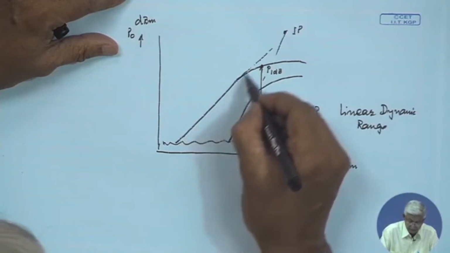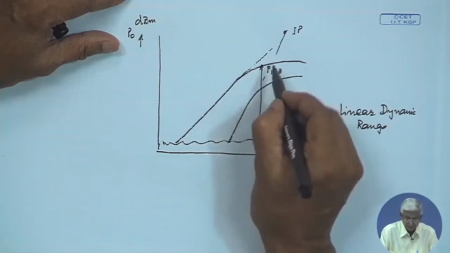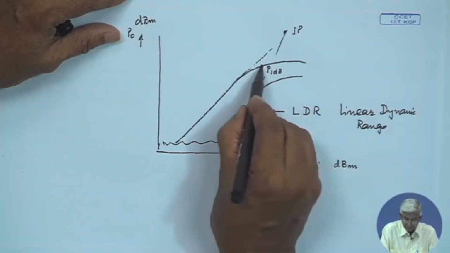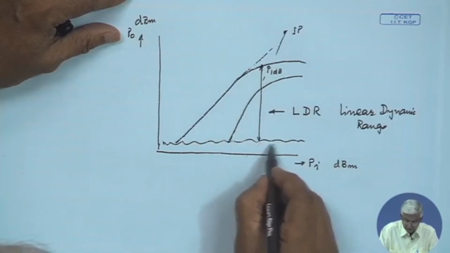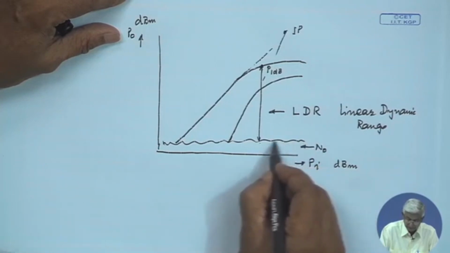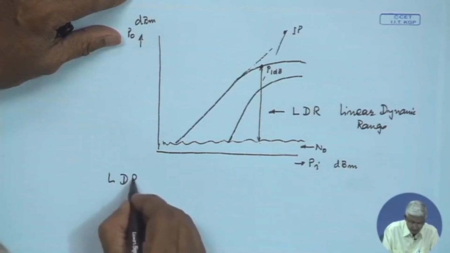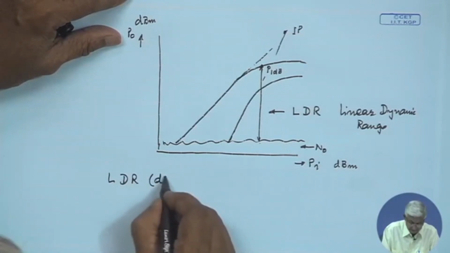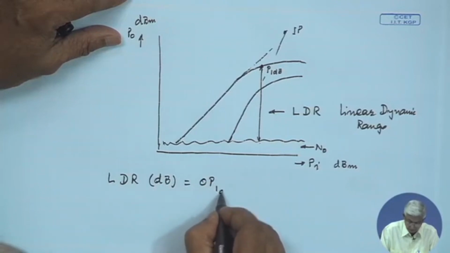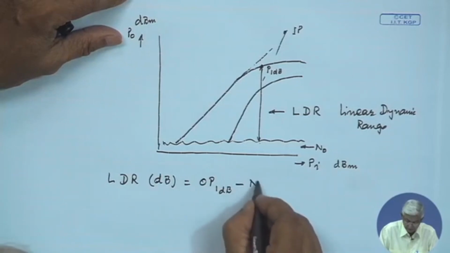This is the linear fundamental power curve P(ω1). So, this is the linear dynamic range. This is P 1 dB minus this, the noise floor, which is noise power. So, LDR, the linear dynamic range in dB, is the output 1 dB compression point minus the noise power.